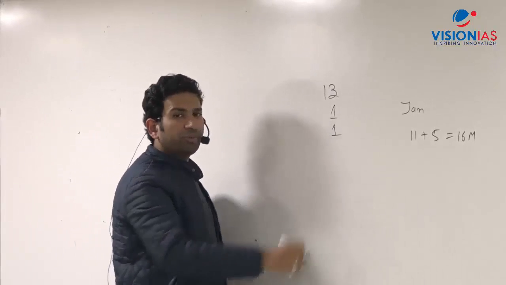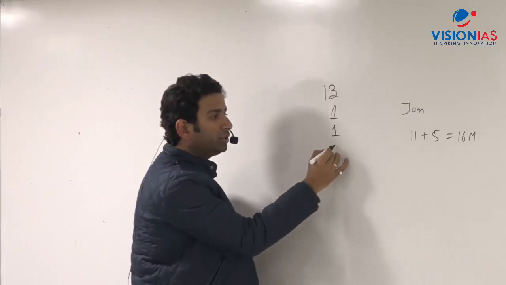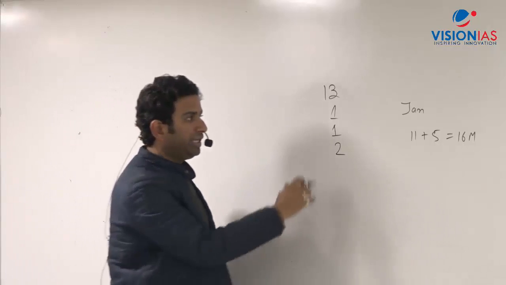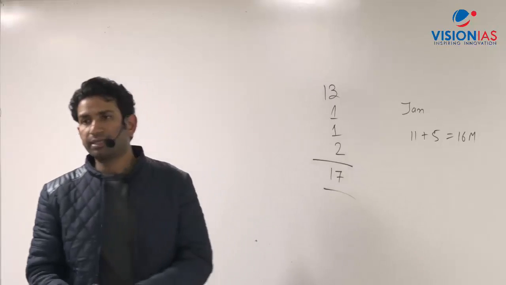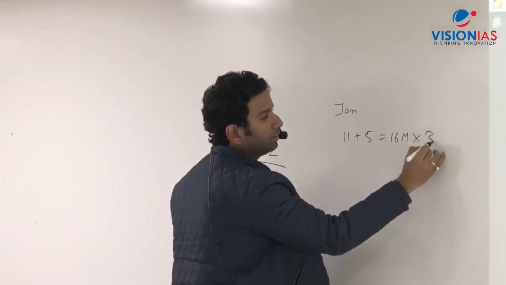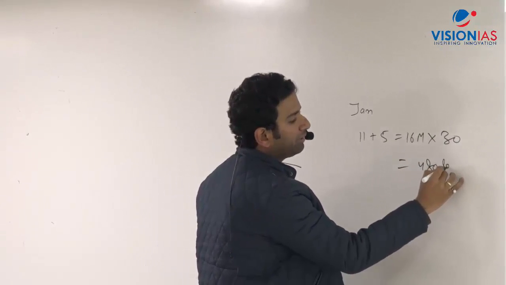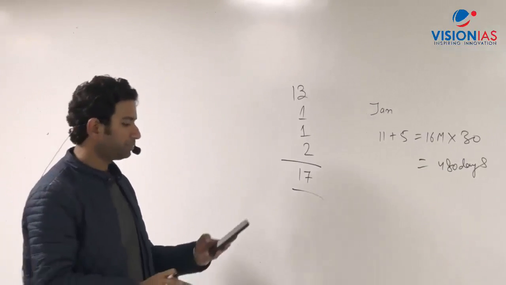Plus you will also prepare for your essay writing skills, you will work on it. And then your 2 papers for optional. So in total, you have 13, 14, 15, 17 areas that you need to complete. Okay? 16 months, 30 days every month. 480 days you have for the preparation if you're talking about from now.